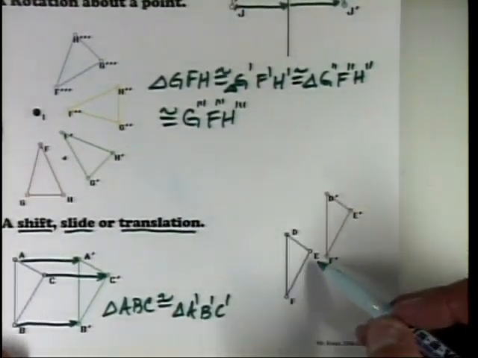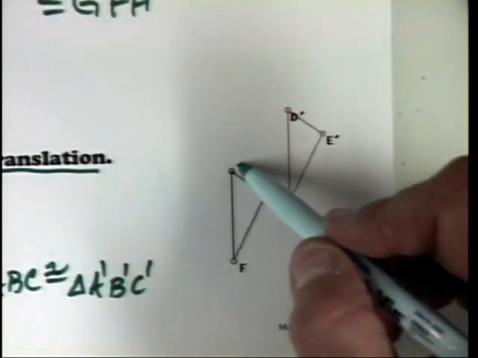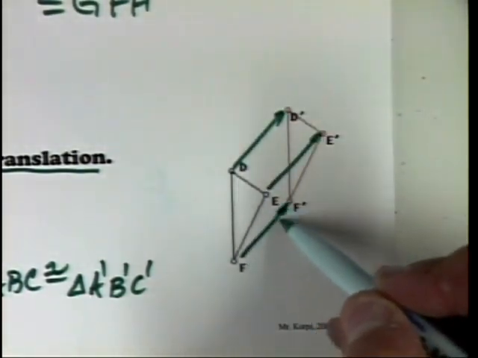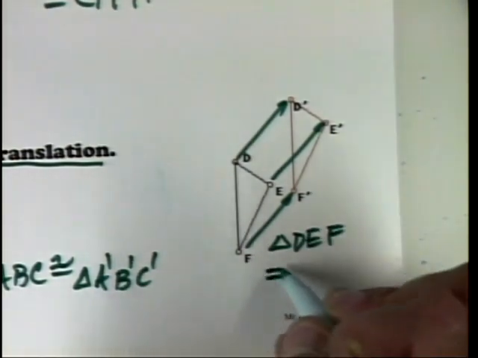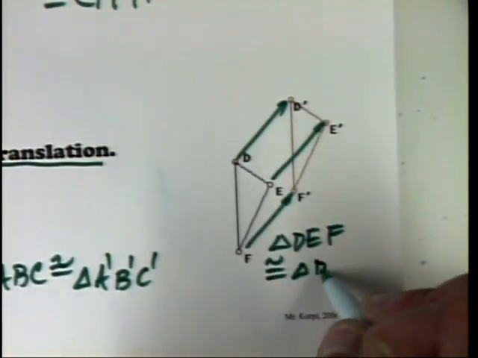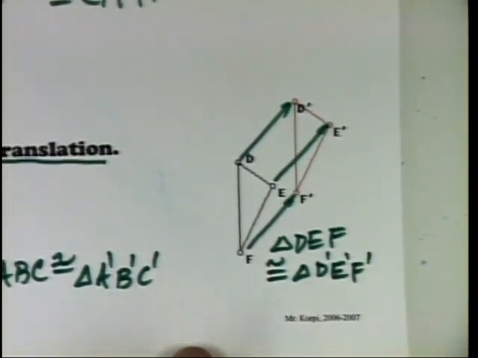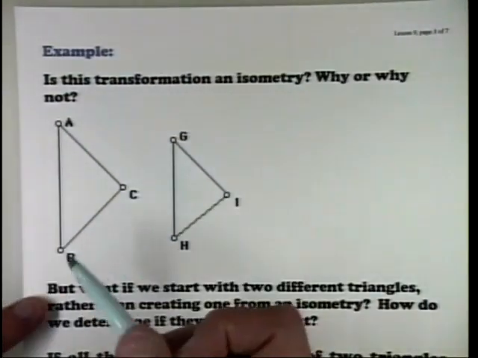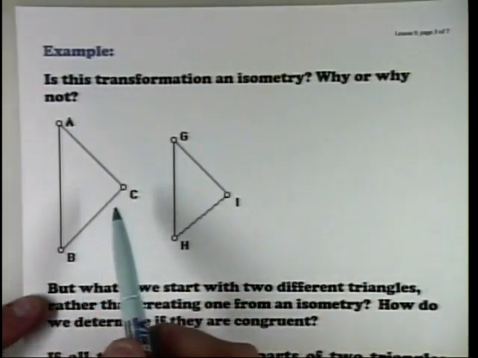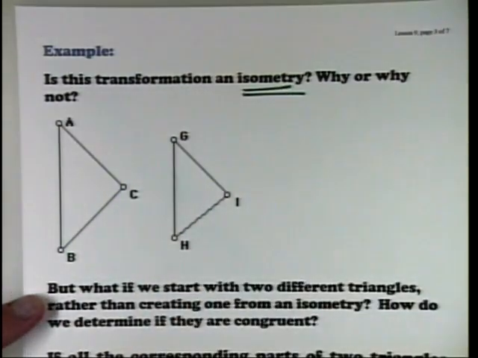at an angle. So this original triangle here, triangle DEF, if I translate it or slide it, I can move it over here, and these points correspond to each other. So in this case, triangle DEF would be congruent to triangle D prime, E prime, F prime. Okay? Now let's look at one quick example here of a type of isometry that may or may not be. Okay, here's an example. Is this transformation going from triangle ABC to this triangle GHI, is it isometry? Is it a rigid transformation?